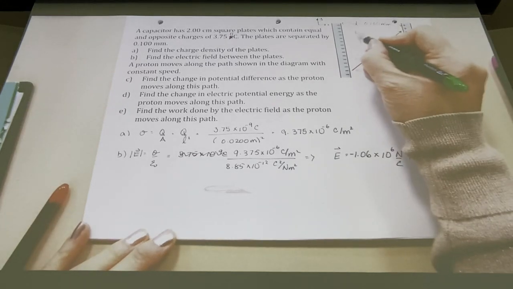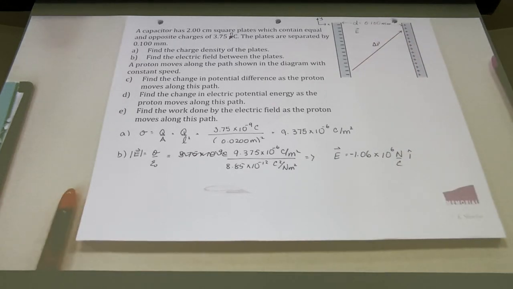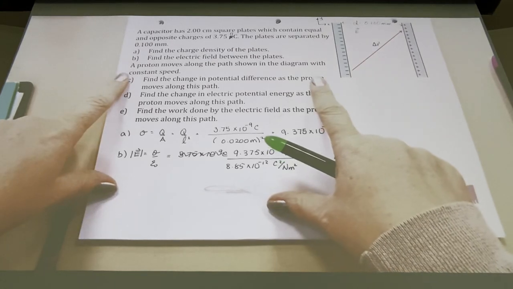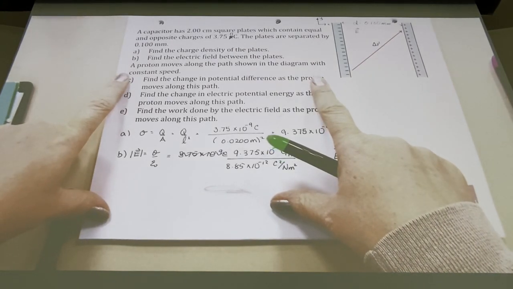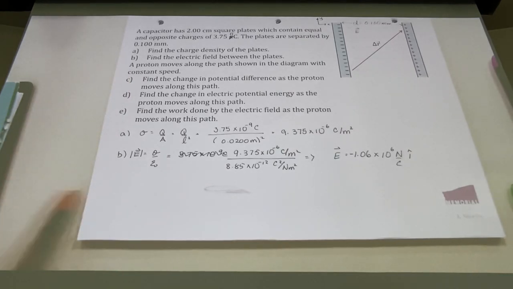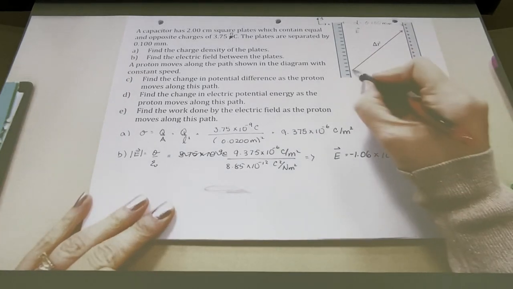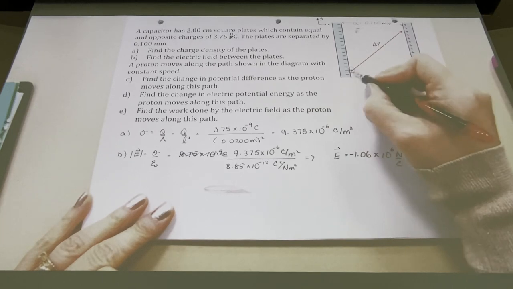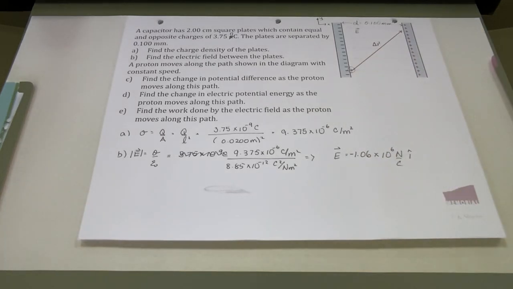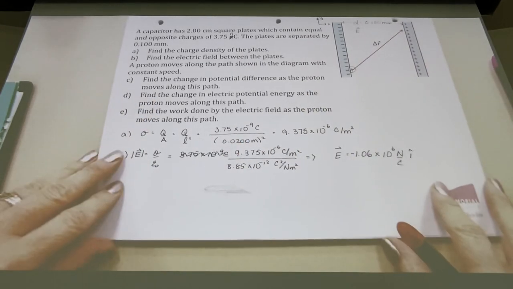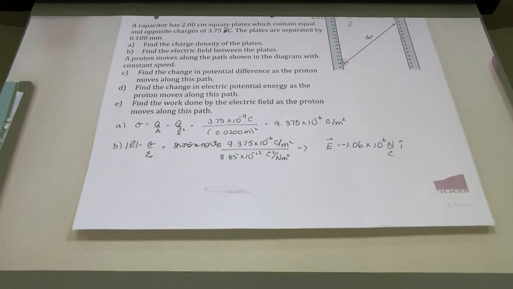These arrows in the picture are the electric field arrows. The next part of the setup says a proton moves along the path shown with a constant speed. So we've got a proton, it starts down here, protons are positive, and it's going to move from here up to here along that path delta R. Part C says find the change in electric potential difference as the proton moves along this path. So here's where we'll relate the electric potential to the electric field the way we did last day.